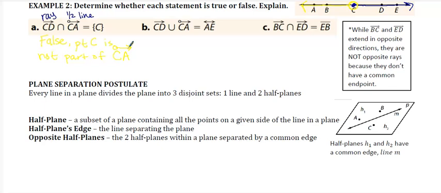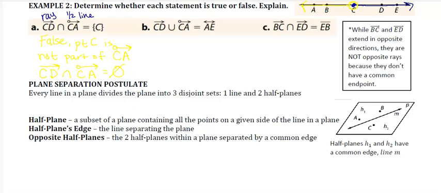And then I'm actually going to write the true statement. So ray CD intersection half line CA is equal to an empty set. They don't have a point of intersection. They don't have anything that intersects. Nothing at all.